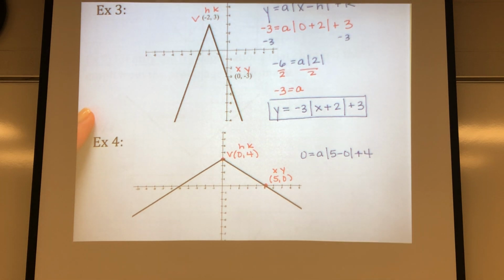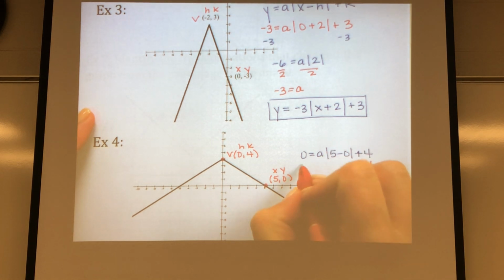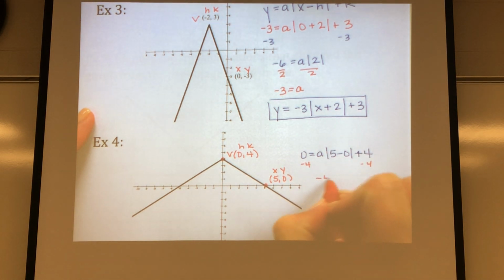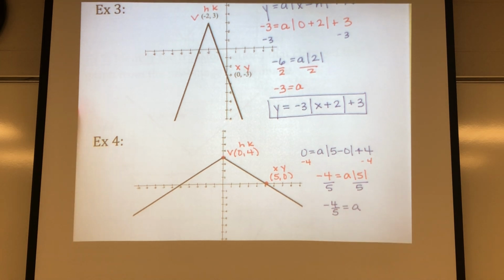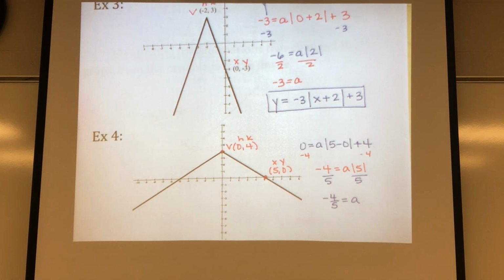Move the k value first to that other side. So I'm going to subtract that 4. I have -4 equals a times the absolute value of 5, which is, of course, 5. If I divide both sides by 5, I find out that a equals -4/5.